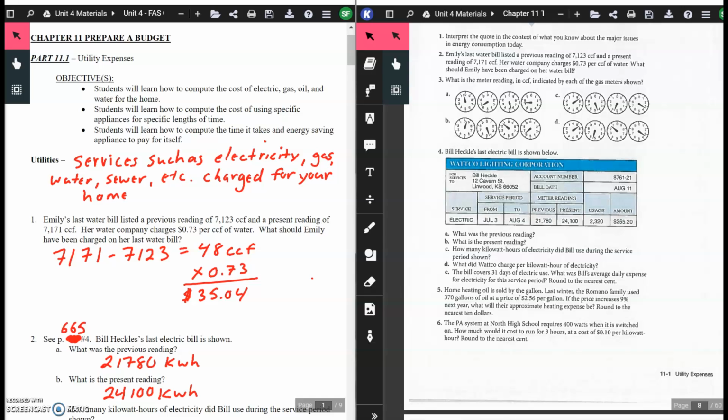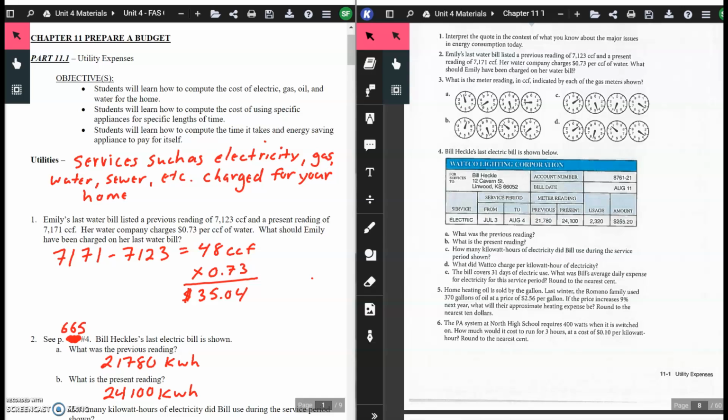Problem number 1. Emily's last water bill listed a previous reading of 7,123 CCF and a present reading of 7,171 CCF. Her water company charges 73 cents per CCF of water. What should Emily have been charged on her last bill?